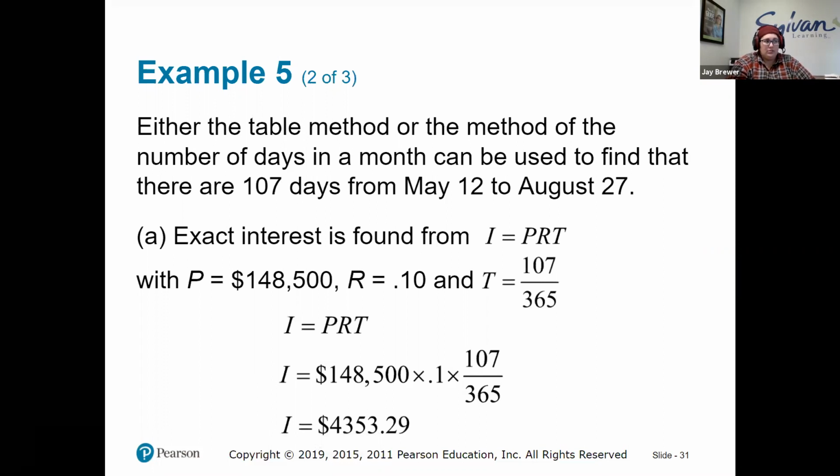Any questions on how to do this? All right. They got the 107 because they figured out where May 12th was. They figured out where August 27th was. And they figured it was 107 days apart. Okay.